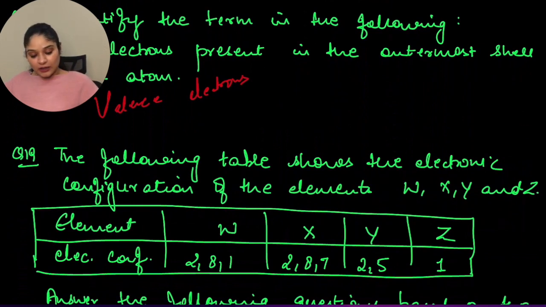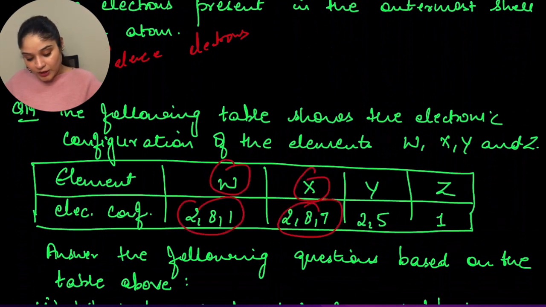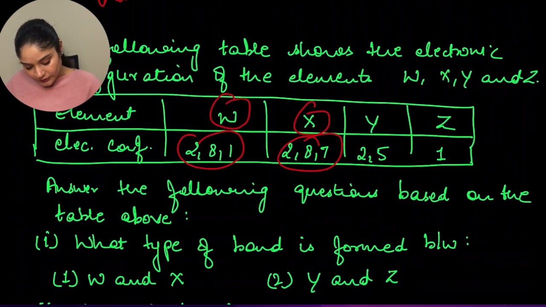The question is, the following table shows the electronic configuration of the elements W, X, Y and Z. Then you have the elements and electronic configuration written. Answer the following question based on the table above. What type of bond is formed between W and X? So you have W here, you have X here. One of them is giving one electron, the other one can accept one electron. So this is an ionic bond. So for this you will mention ionic bond.